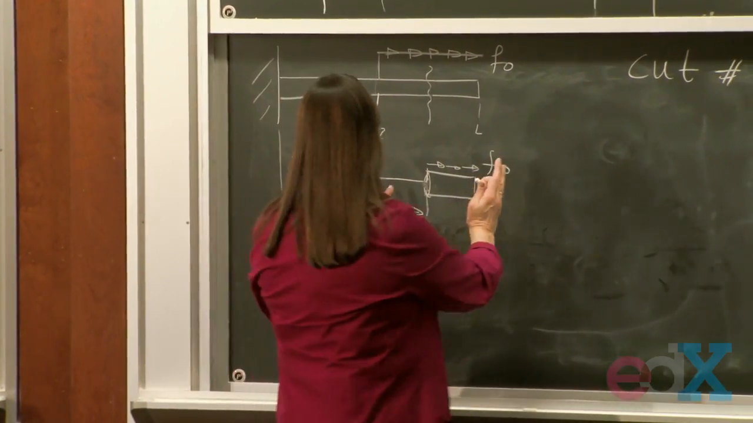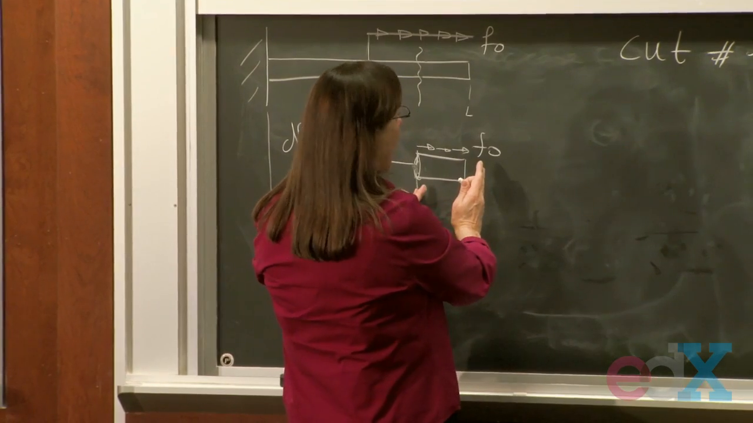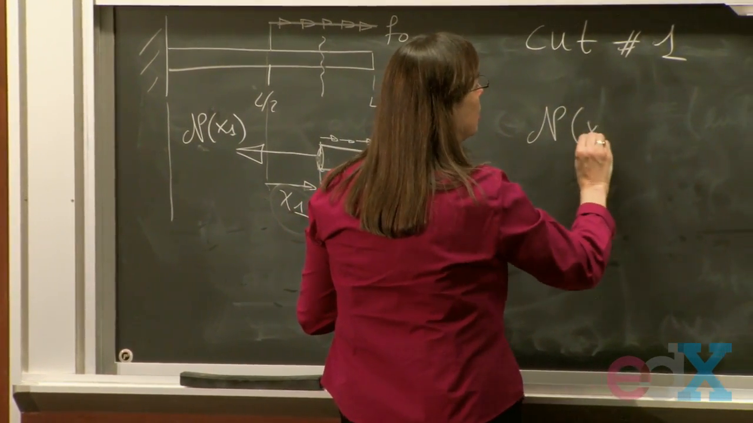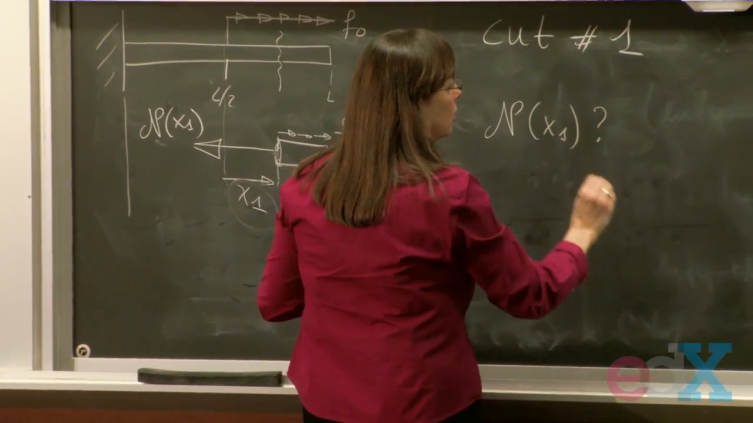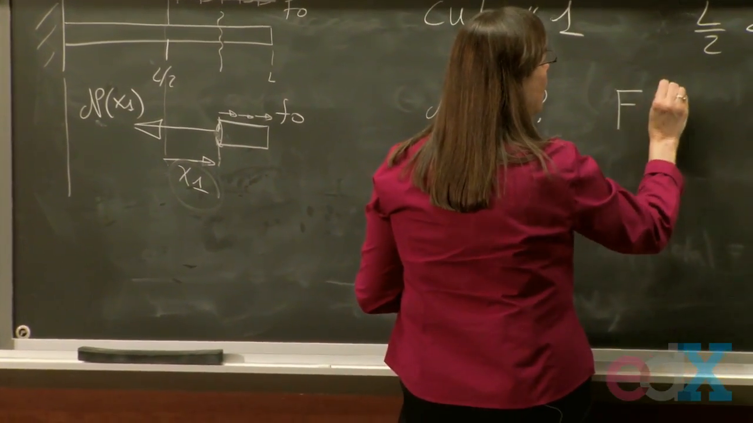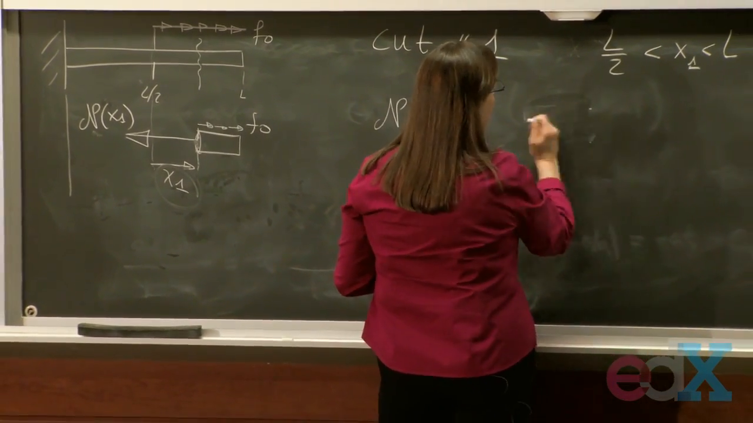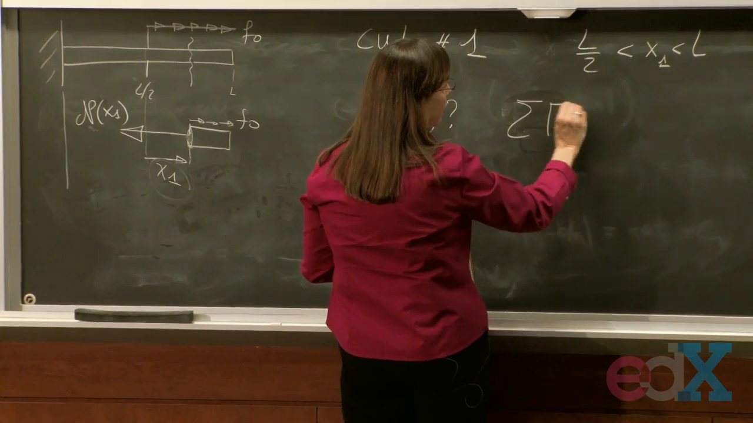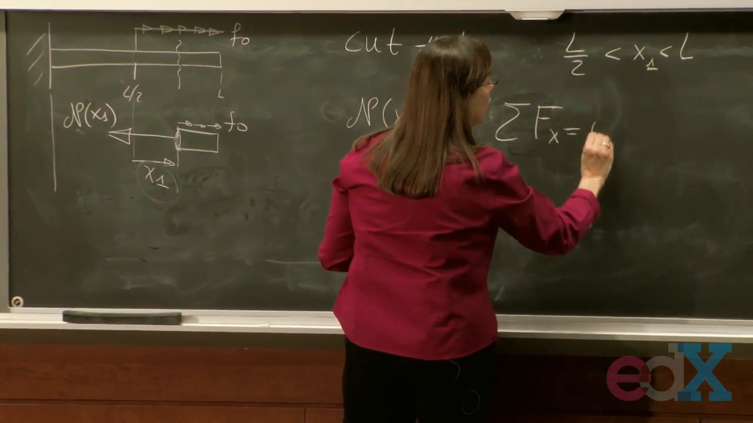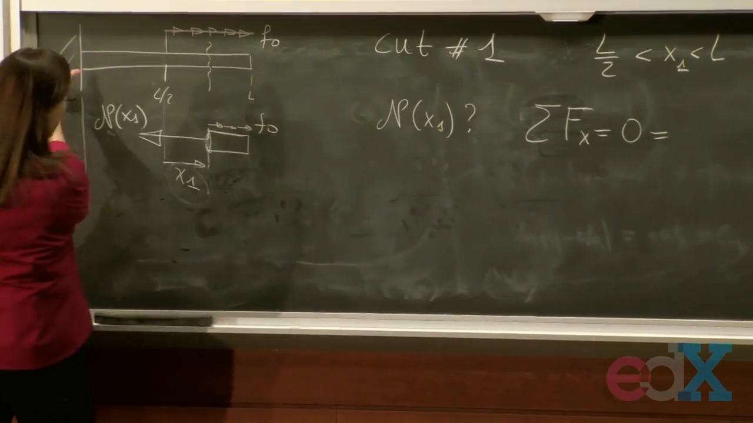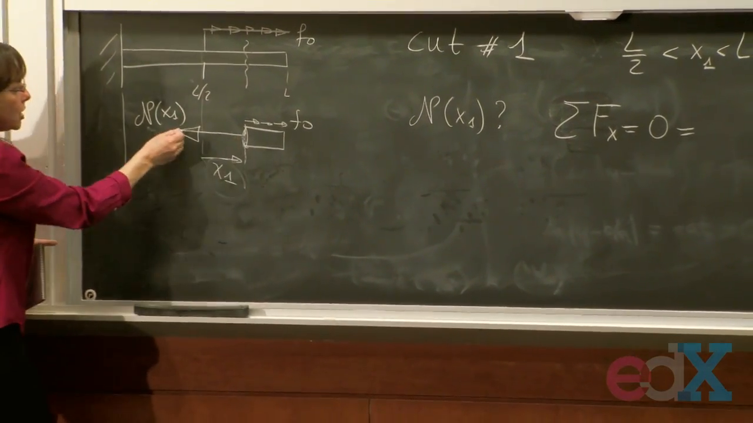So how do I find N of x1? Well, I put this piece in equilibrium. So if I cut here, I do N of x1. Well, I do the sum of the forces in x equal to 0. And that's equal to, now remember, the x-axis goes that way. Is this positive or negative?